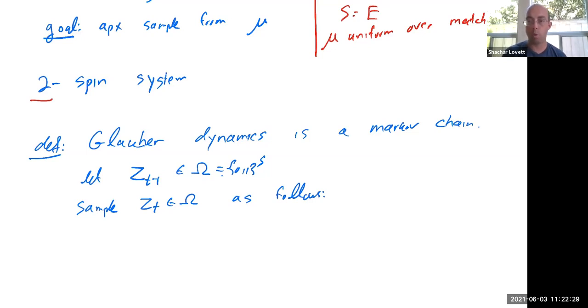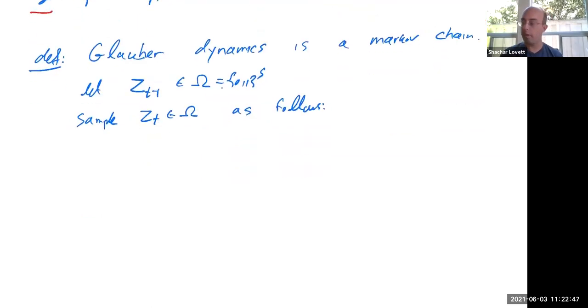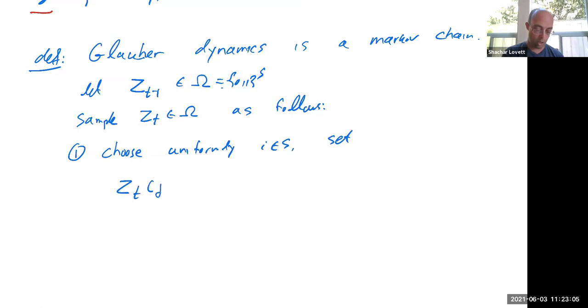So given some possible solution, how do we sample the next solution? We're basically going to choose a random coordinate uniformly from S. All the rest keeps the same, and just this one changes in a way that's according to mu. So let me define that as follows. Step 1, we're going to choose uniformly some element i in S, and we're going to set Z_t at coordinate j for all j not i to be the same as Z_{t-1} at j.